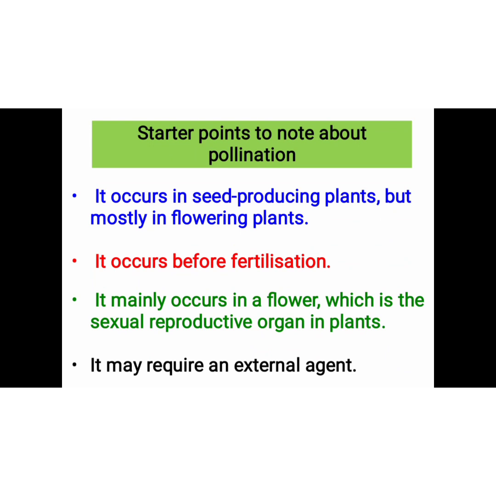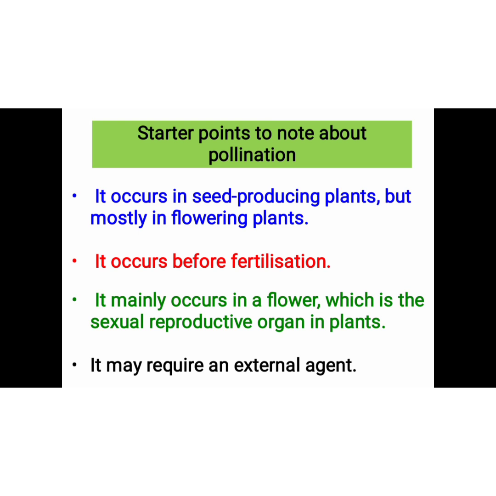Point number 1. Pollination occurs in seed-producing plants, but mostly in flowering plants. Point number 2. Pollination occurs before fertilization. Point number 3. It mainly occurs in a flower, which is the sexual reproductive organ in plants. Point number 4. Pollination may require an external agent, and these agents of pollination will be discussed in my next video.